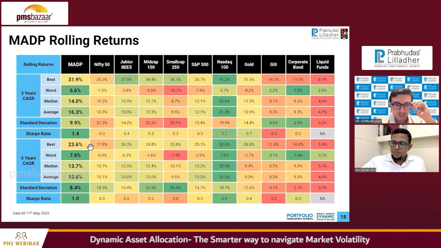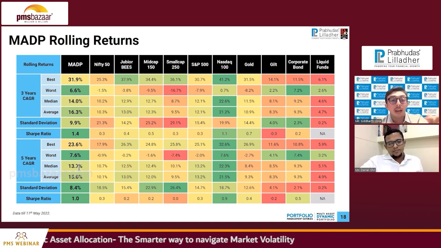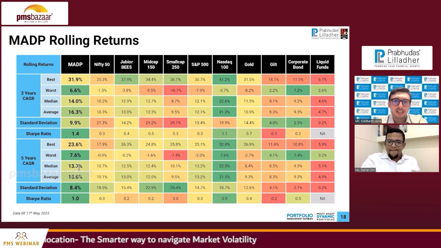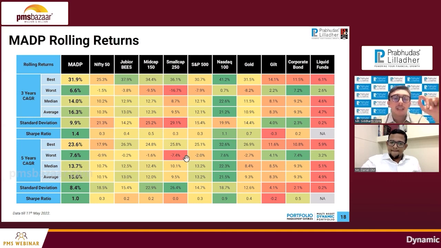Now, what is really important to understand is that when we are going through the worst 5-year cycle at 7.6%, Nifty returns for that same 5-year cycle is minus 0.9%. Mid cap for that same 5-year cycle is minus 1.6%. Small cap for that same 5-year cycle is minus 7.4%. So in challenging cycles also, a dynamic asset allocation approach has been able to give us a 5-year CAGR of 7.6%.